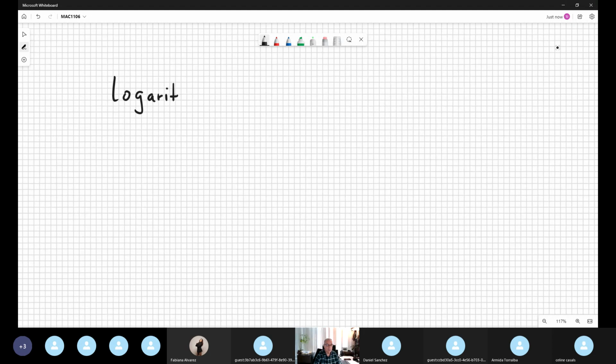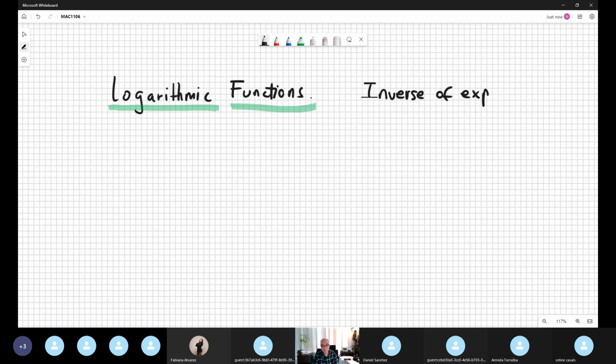Logarithmic function. The logarithmic function helps me a lot in solving a special kind of exponential equation that we need to solve in real life. So what is the idea behind it? I anticipate that the logarithmic function, guys, is the inverse of exponential. This is the definition.